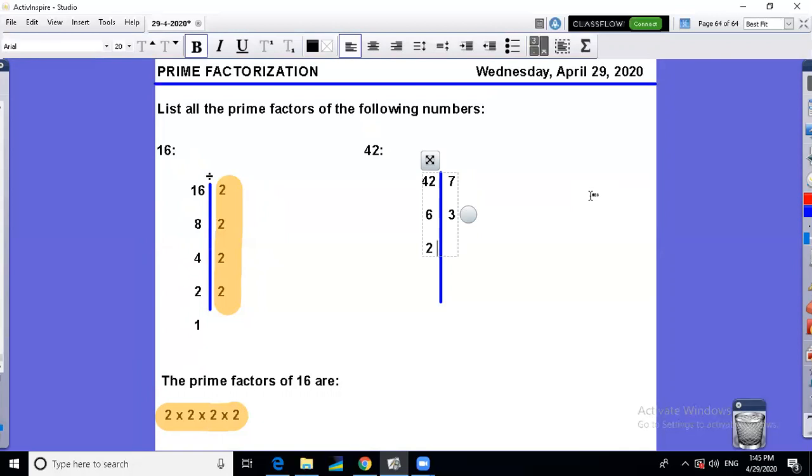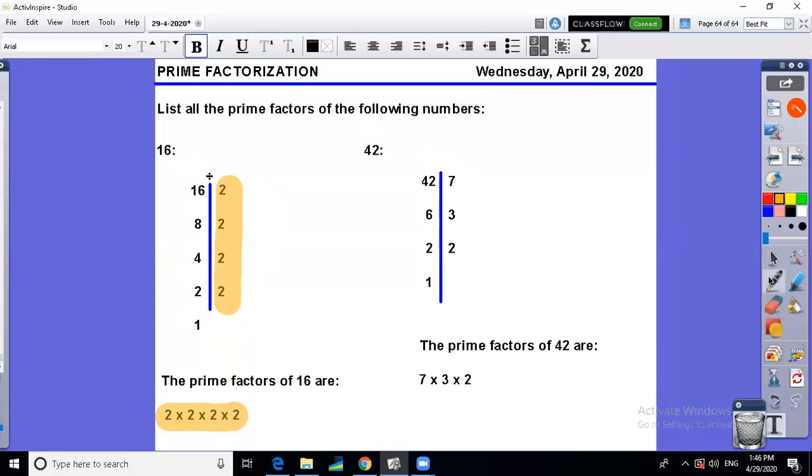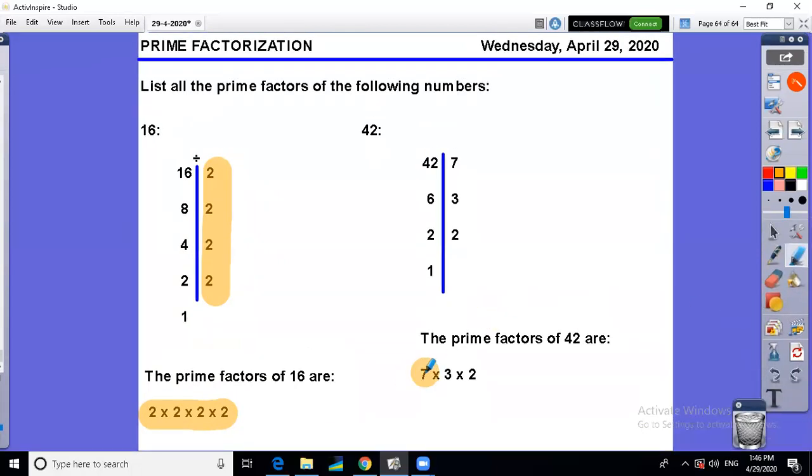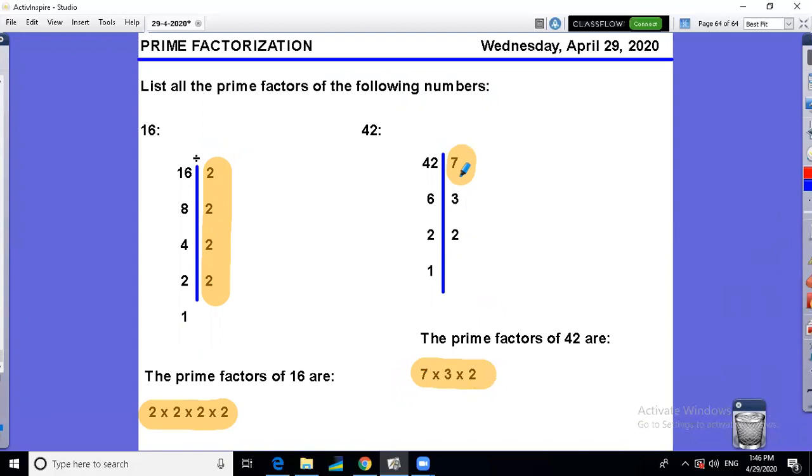Then I need to divide by a prime number. Well, the only prime number that you can divide 2 by is just itself, 2, which will give us at the end 1. Now I finished this. So the final answer, as we agreed, is this. The prime factors of 42 are, then we take the numbers that are here on the right side, 7 multiplied by 3 multiplied by 2. Here is the answer. We took it from here, the right side.